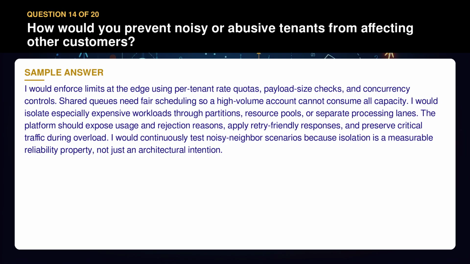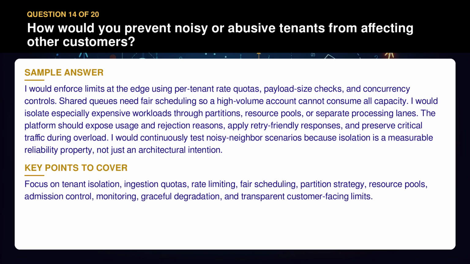The platform should expose usage and rejection reasons, apply retry-friendly responses, and preserve critical traffic during overload. I would continuously test noisy neighbor scenarios because isolation is a measurable reliability property, not just an architectural intention. Focus on tenant isolation, ingestion quotas, rate limiting, fair scheduling, partition strategy, resource pools, admission control, monitoring, graceful degradation, and transparent customer-facing limits.